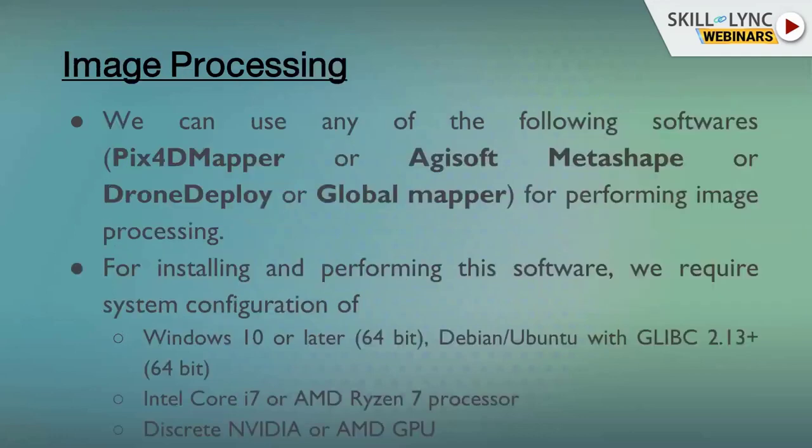So after getting all the data from the drone, we have to process it with the help of software like Pix4D Mapper, Agisoft Metashape, DroneDeploy, or Global Mapper, because we will be getting the images in chunks. If you are planning for a larger area, you will be getting 1,000 or 10,000 images also. For all those images, you have to process and make a single ortho-rectified image.